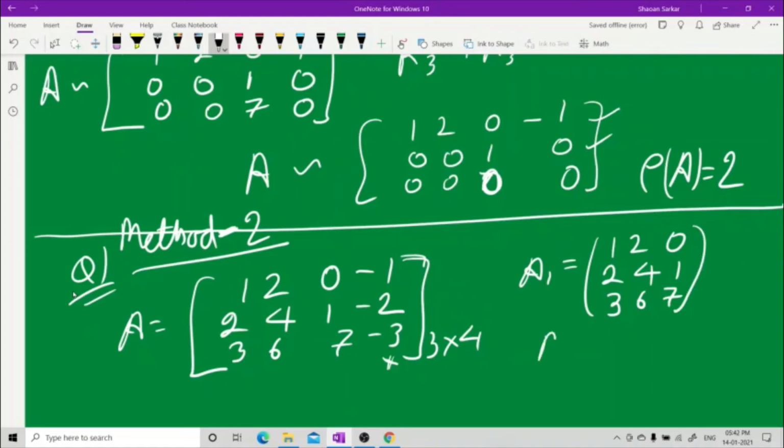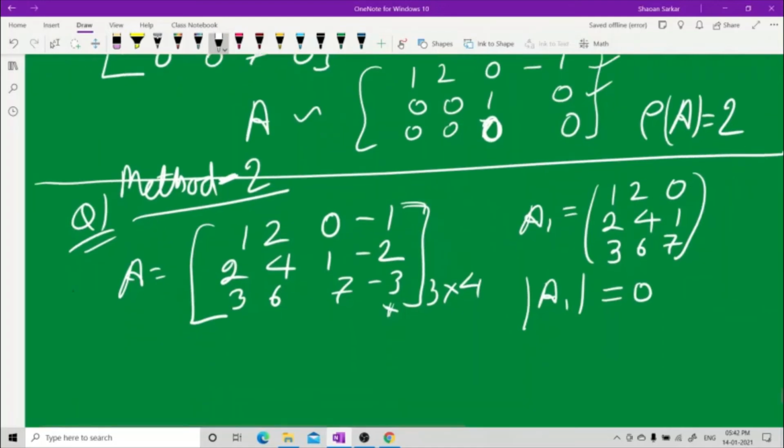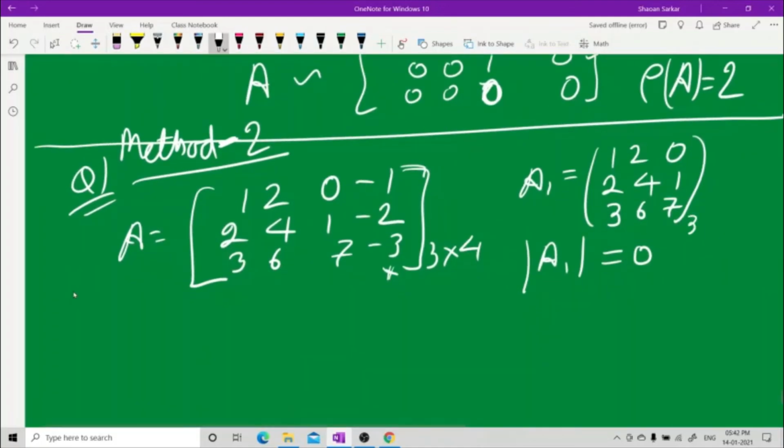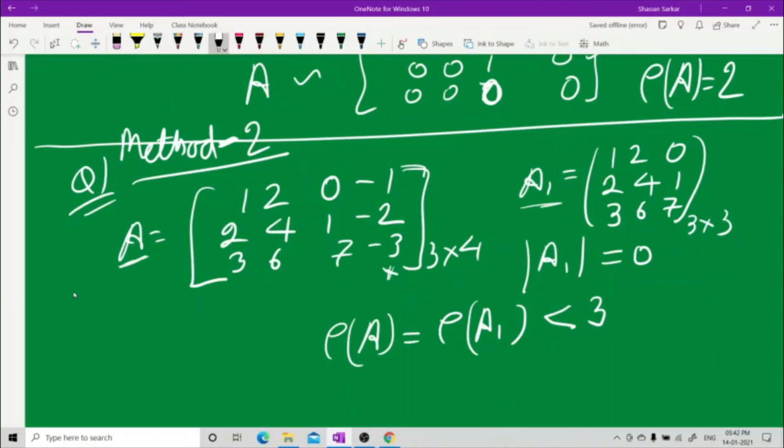Then if I find the determinant of this, you know how to find the determinant, I'm just going to give you the answer. I'm getting 0. So now, this is a 3 cross 3 matrix, therefore the rank of A1 is less than 3. And A1 has been derived out of A, so the rank of A is less than 3.